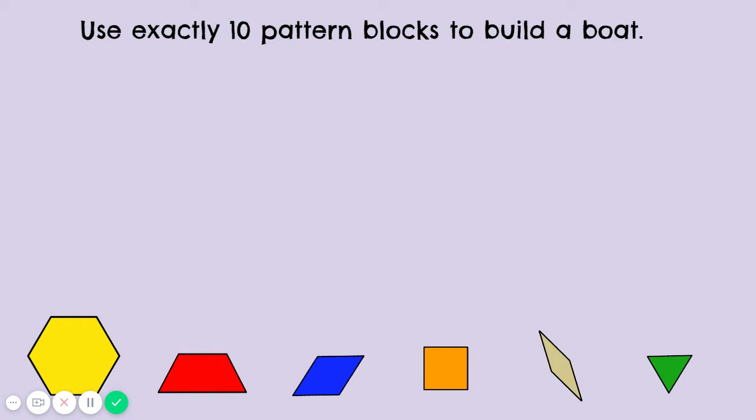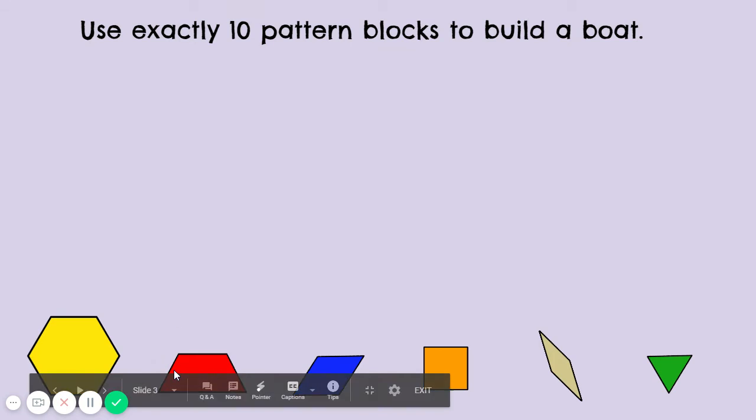We need to use exactly 10 pattern blocks to build a boat. Let's review the names of the shapes. The yellow shape is a hexagon. Please say hexagon. That has 6 sides and 6 corners. The next shape is a trapezoid. Please say trapezoid. 4 corners, 4 sides. 2 are the same.